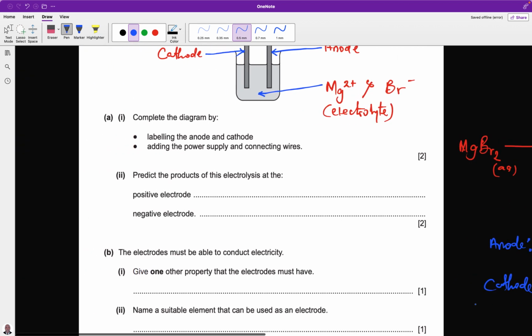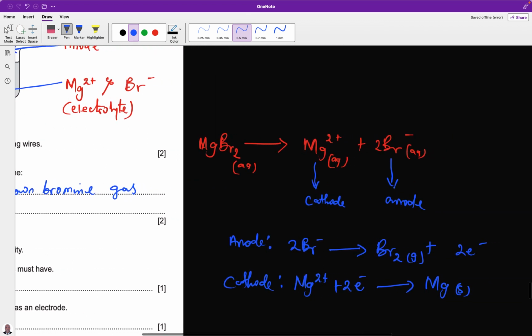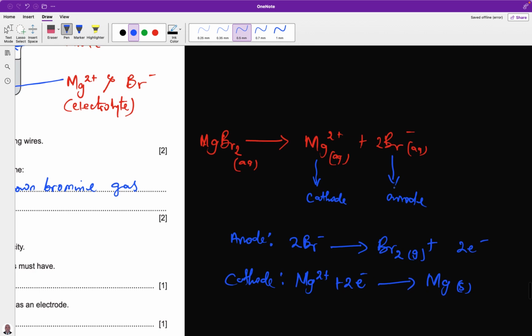So now, what will be produced at the positive electrode? The positive electrode will have bubbles of brown bromine gas. Based on our equation, bubbles of brown bromine gas are produced.